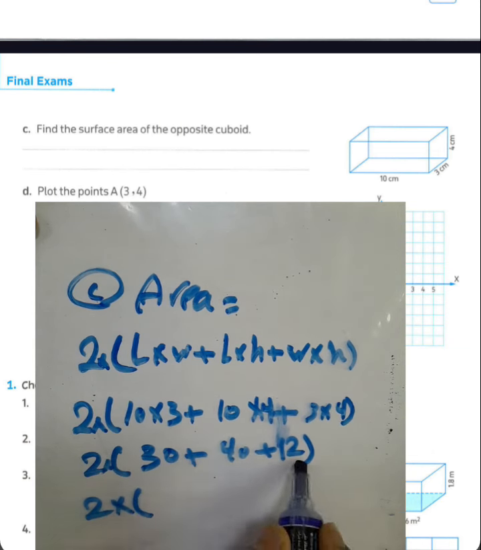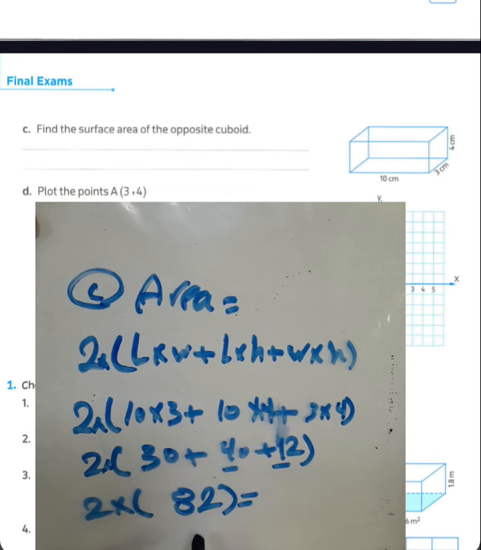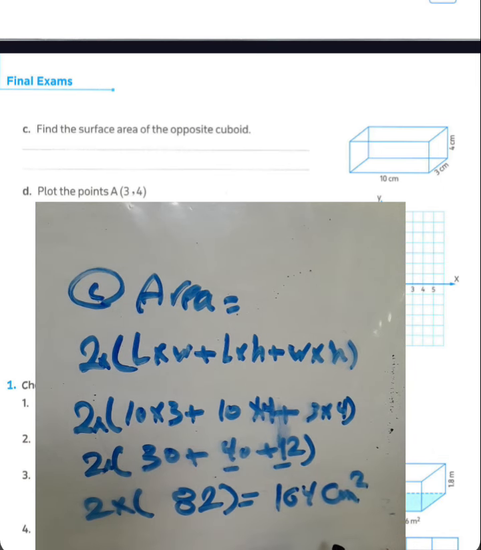Add 2 plus 0 equals 2, 1 plus 4 is 5, 5 plus 3 equals 8. Then 2 times 82 equals 164. The result will be 164 square centimeters to find the surface area.